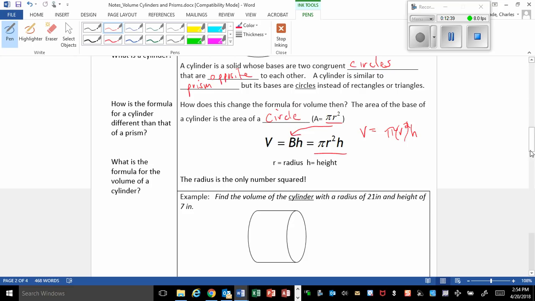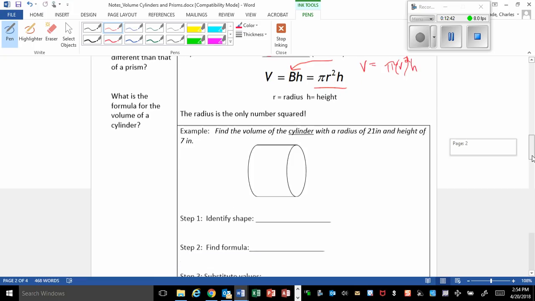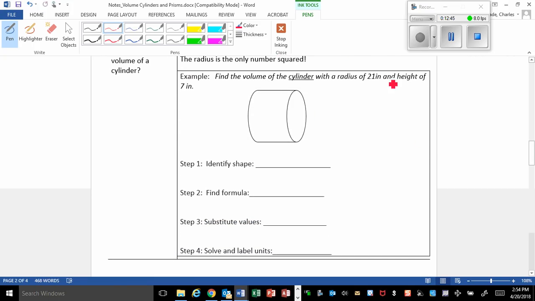All right, let's go over this example. Find the volume of the cylinder with a radius of 21 inches. Let's label this. Remember, the radius is half of the diameter, so that's 21. This can would roll away because it's on its side. If we stood it up, it would be standing up like that. Sorry, that's crooked. Maybe it's because I've got Rome on the mind and the Leaning Tower of Pisa. Anyway, the height is 7. So again, identify the shape: cylinder.